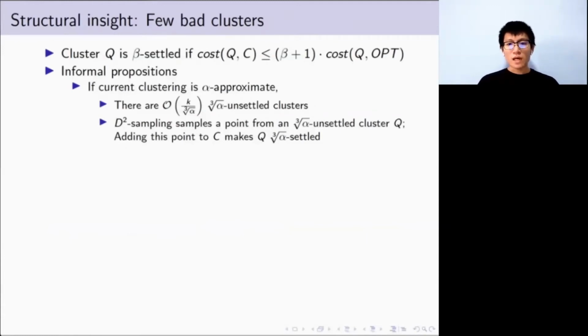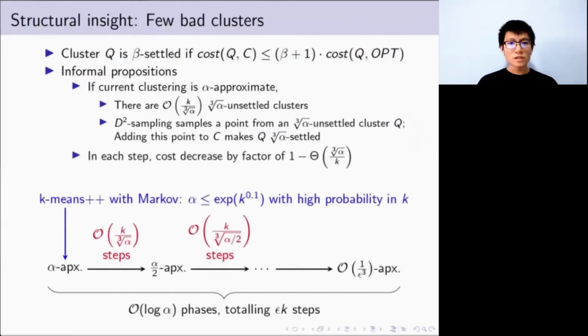So in one step, our cost will actually decrease not by a factor of 1 minus 1 over k, but 1 minus cube root alpha over k. Then after some calculations, you can show that running local search for epsilon k steps will yield an O of 1 over epsilon cube approximation. Most of our analysis follows the same ideas as the analysis of local search plus plus, but you need to carry across the notion of alpha and beta throughout. Our result also holds with high probability in k instead of only in expectation.